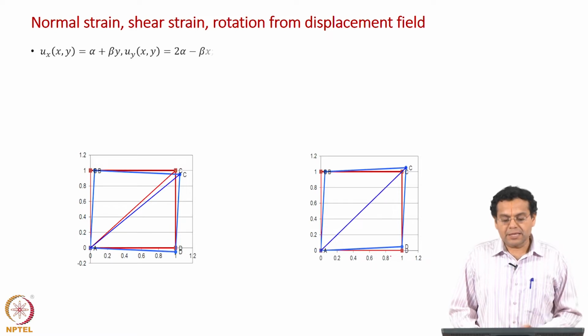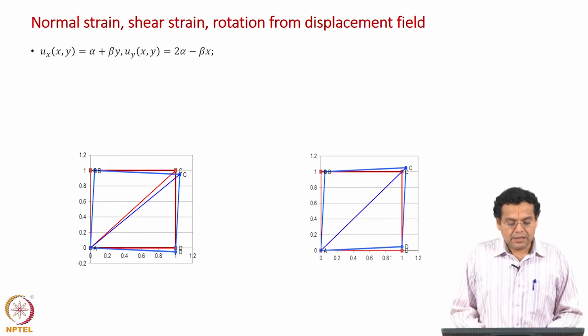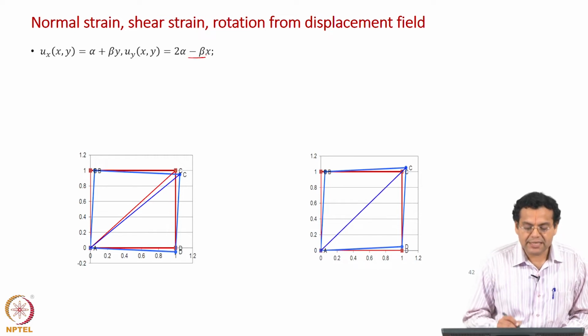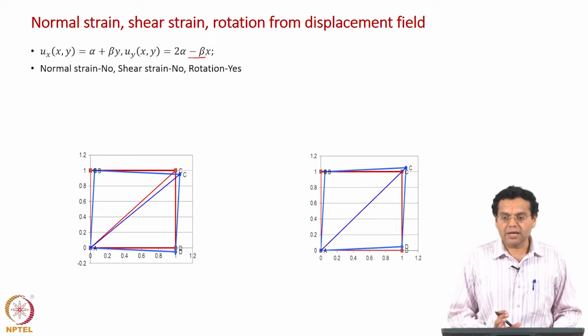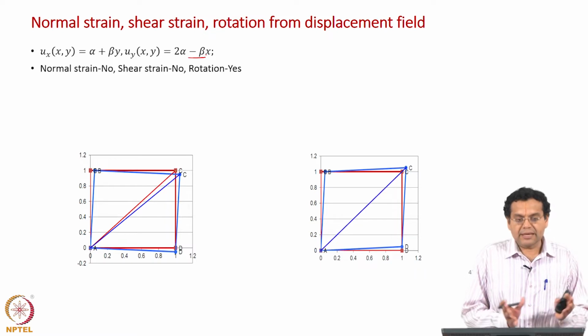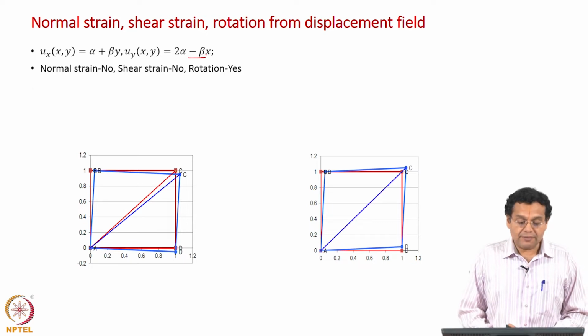We are given the displacement field. Once again we will do the left hand side and right hand side separately. For the left hand side case, this was the displacement field, with 2 alpha minus beta x. These were the conclusions we arrived at just by looking at the diagram, initial state and final state: no normal strain, no shear strain, there was rotation. Now, let us evaluate that.